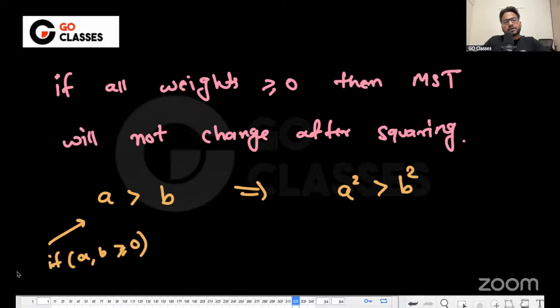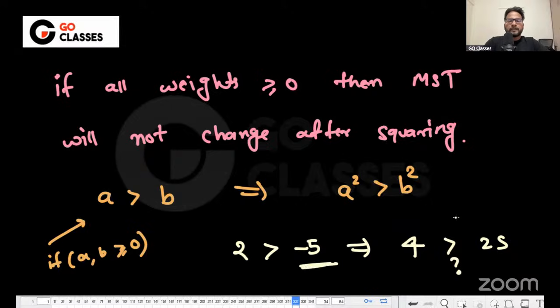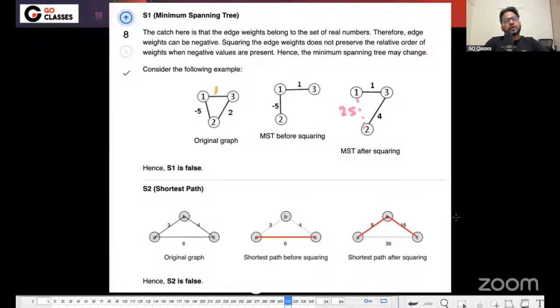But if 2 is greater than -5, then after squaring is 4 greater than 25? The answer is no. I mean, after squaring, this is wrong, right? So if the edge weights are negative, then there is a problem in MST. But if edge weights are not negative, then this S1 is true.